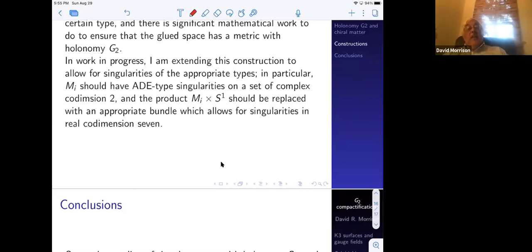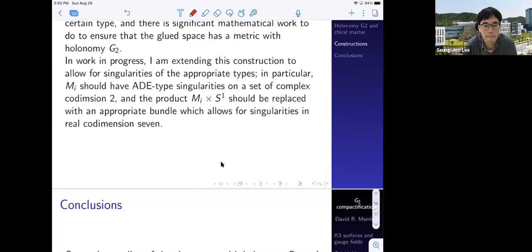Right. So I can construct those pieces, but the thing that is stopping this from being a finished work is that I now have to modify the mathematical analysis argument about why you can glue together and get a G2 space. Right. Okay. Any other questions?